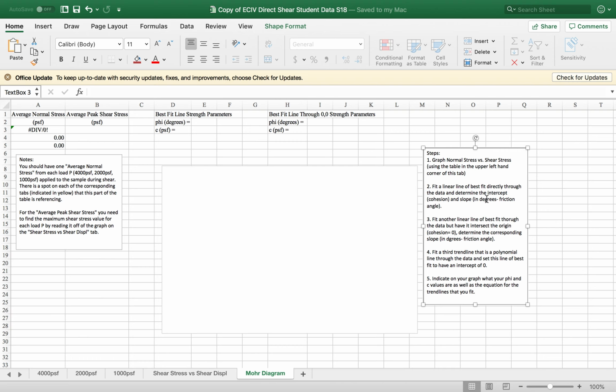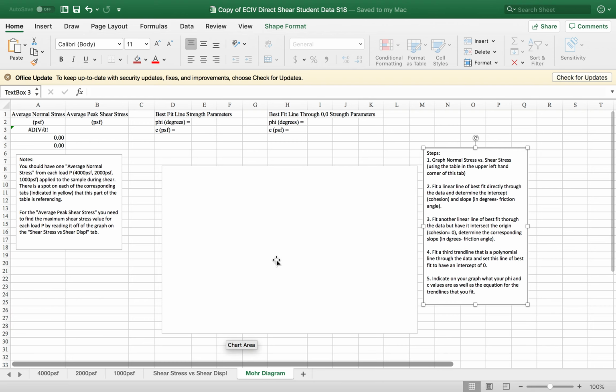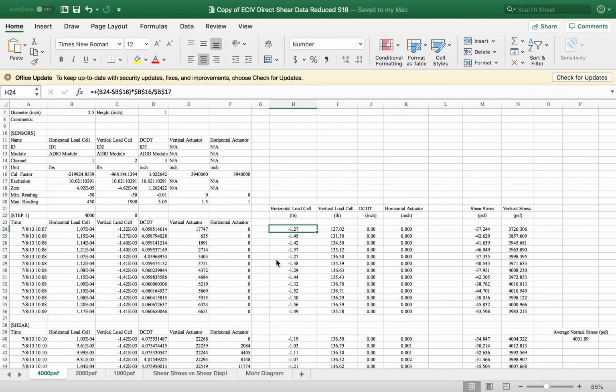There's some instructions here on the right. I tried to make them pretty simple. If you know how to fit a line of best fit to this data, it should be pretty straightforward. So this is kind of what I'm looking for at the end. So this is all of it filled out.